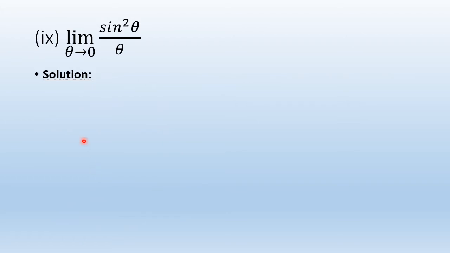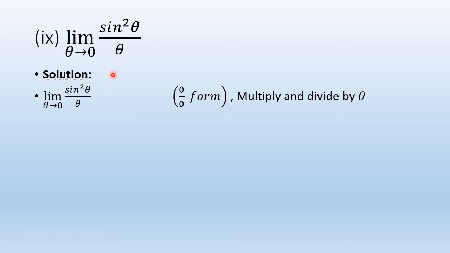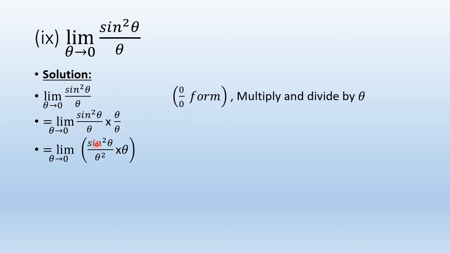Part 9. Limit when theta tends to 0, sine square theta by theta. Our observation, it is in the 0 by 0 form. So what do we do? Of course 0 by 0 form is not defined. So to adjust it, we multiply and divide by theta. Let's see theta here, and now what will we do? We will multiply these two thetas and we will get sine square theta by theta square, and we keep this theta separate.